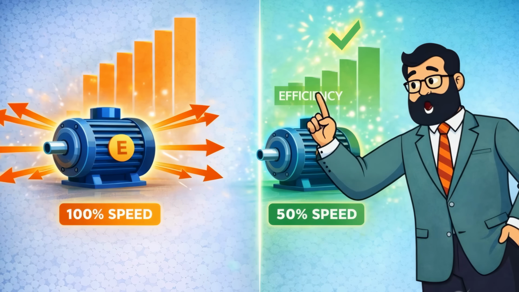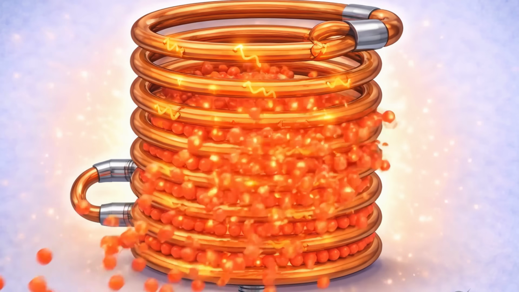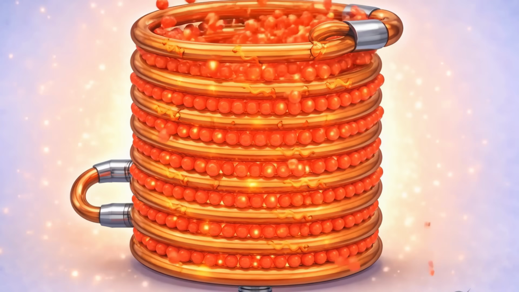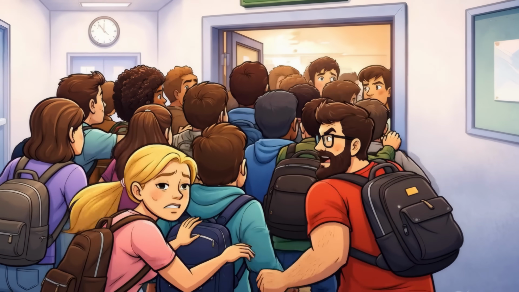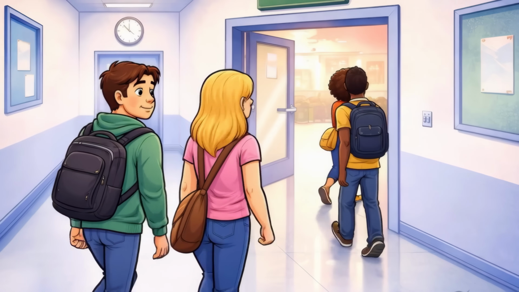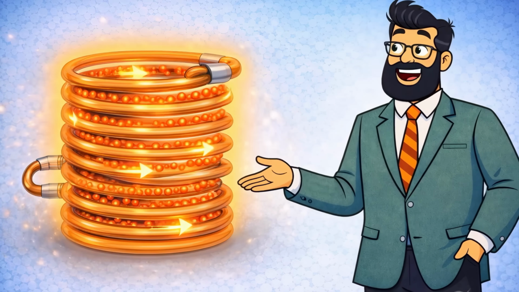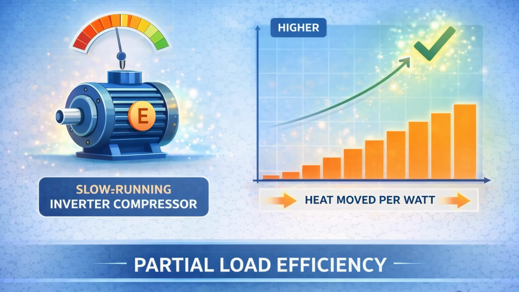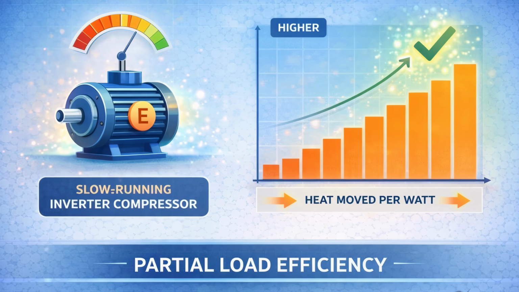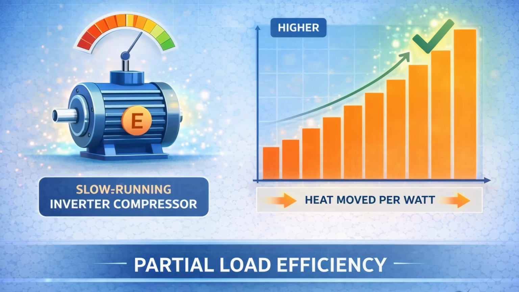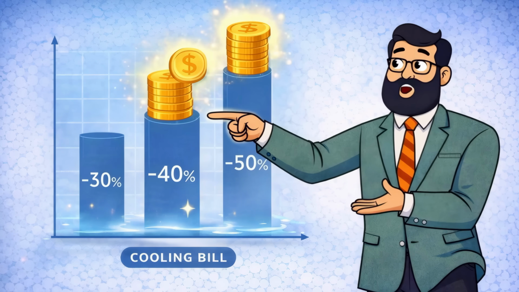The second reason involves a bit of thermodynamics. Air conditioners are actually more efficient when they are running at half speed. When a compressor runs at 100%, the heat exchanger, those coils of copper inside your unit, gets very crowded with heat. It's like a crowded hallway where everyone is trying to get out at once. But when the compressor slows down to 30%, that hallway is empty. The heat moves through the copper much more easily. This is called partial load efficiency. By running slower for longer periods, the inverter AC moves more heat per watt of electricity than the non-inverter ever could. This is how you get those massive savings of 30, 40, or even 50% on your cooling bill.